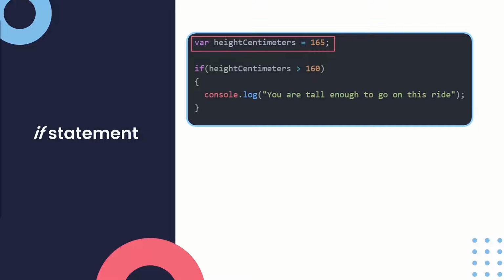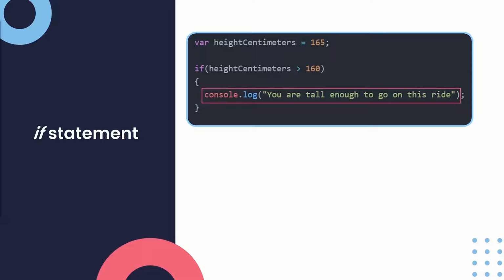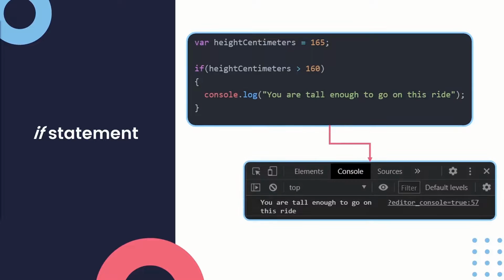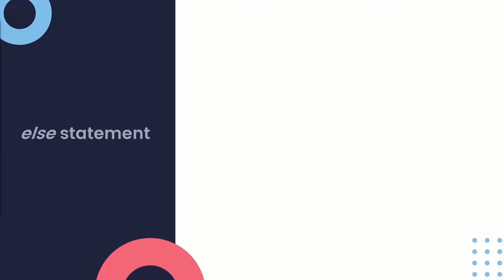Now if that is my height, I can then test it in a conditional statement, which says if my height is greater than 160, then console log, you are tall enough to go on this ride. And this is what the output looks like. We just console log it to our console element inside our client. And this is just a typical, very basic example of how we can test a condition using conditional logic in JavaScript. So then what about the else statement?